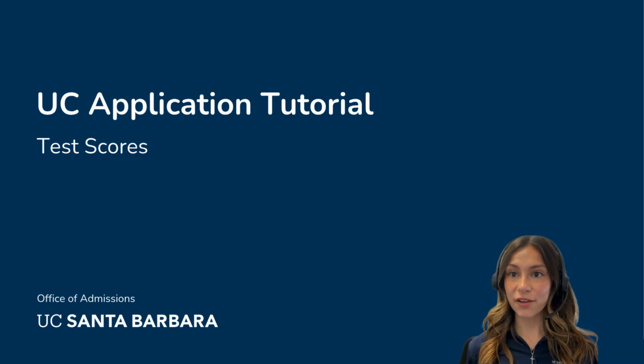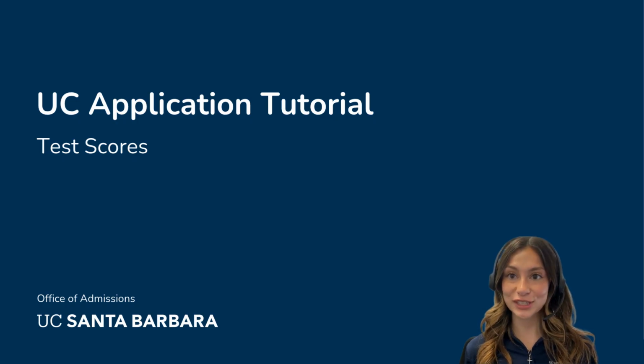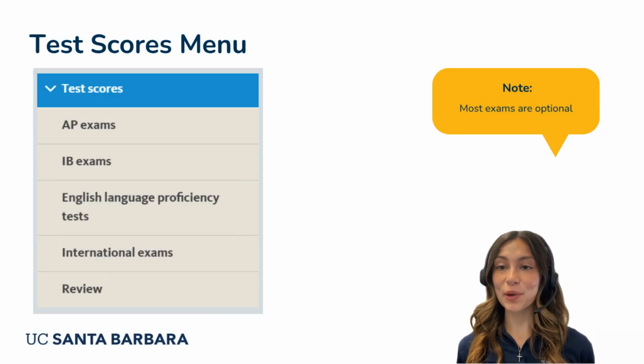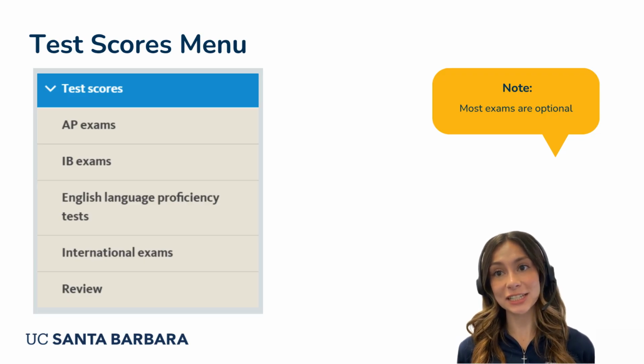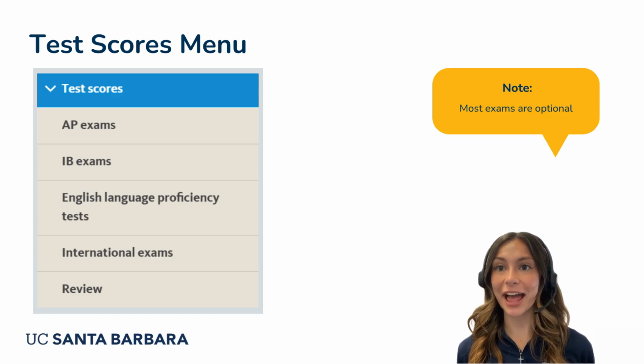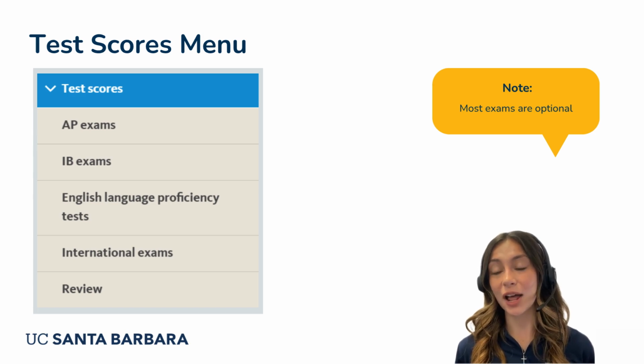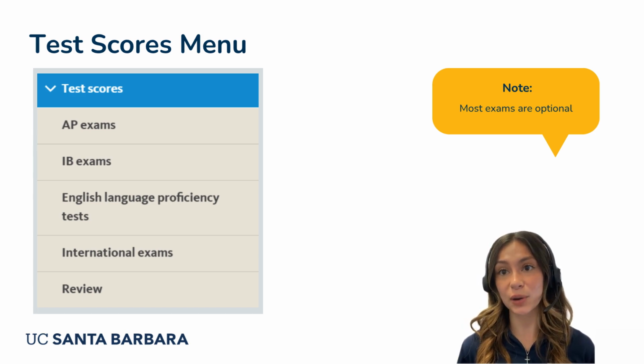In this session, we will cover the different test scores accepted on the UC application and how to complete the test score section. Within the test score section, you may report any planned or completed exam scores, such as any advanced placement, AP, or International Baccalaureate, IB exams. We also accept English language proficiency tests, such as a TOEFL, an IELTS, or a Duolingo test. Most exams are optional, unless you are a student coming from a country where the language of instruction was something other than English. Then, you will need to demonstrate English language proficiency through examination.